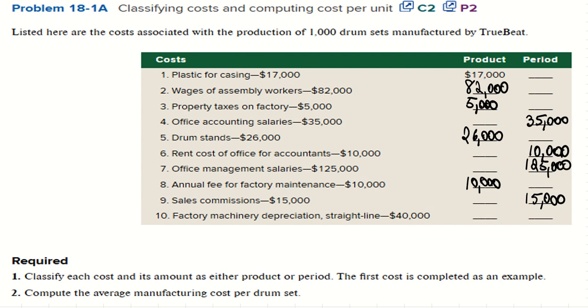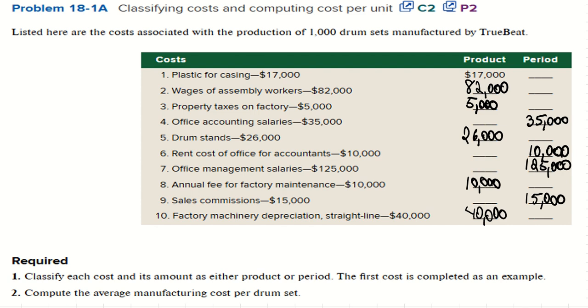And the revenue that's generated, you need to align the cost, the expenses. Sales commissions is a part of expenses. It's going to be recorded and reported in the same period as when the revenue is generated to accomplish the matching principle. And so since this is just a straight expense, commissions is an expense, it's going to be listed underneath period cost because it is a period cost. Number 10, factory machinery depreciation straight line for 40,000. That's going to be a product cost.